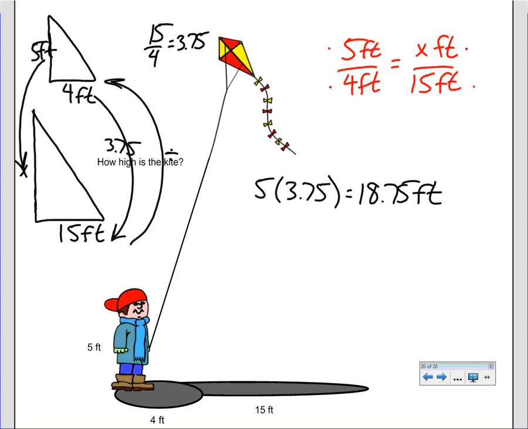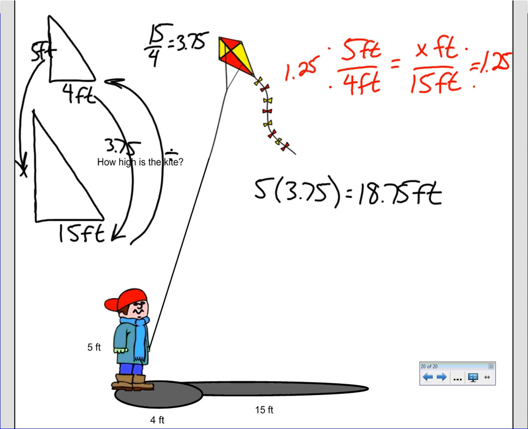So what is 5 divided by 4? 5 divided by 4 equals 1.25. Therefore, this side must equal 1.25. So what we're saying basically is that he is 1 1/4 times bigger than his shadow. Therefore, the kite, because the sun casts the same angle, has to be 1 1/4 times bigger than its shadow. So we'll just figure that out. What is 15 times 1.25? It's also 18.75 feet. So same situation.